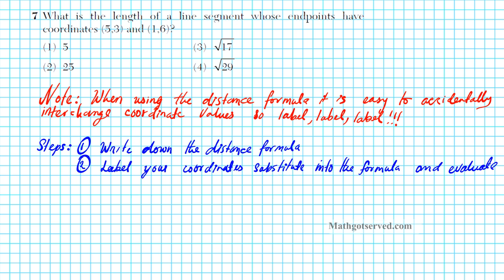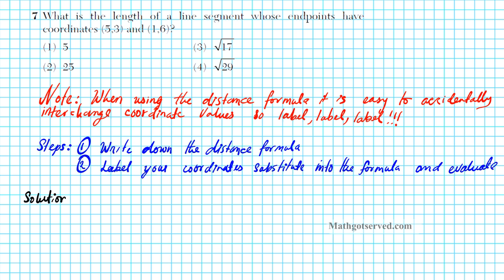All right, let's take a look at problem number 7. It says, what is the length of a line segment whose endpoints have coordinates (5, 3) and (1, 6)? So one thing you want to note is that when you're using the distance formula, it's very easy to accidentally interchange coordinate values. So you want to label, label, label.